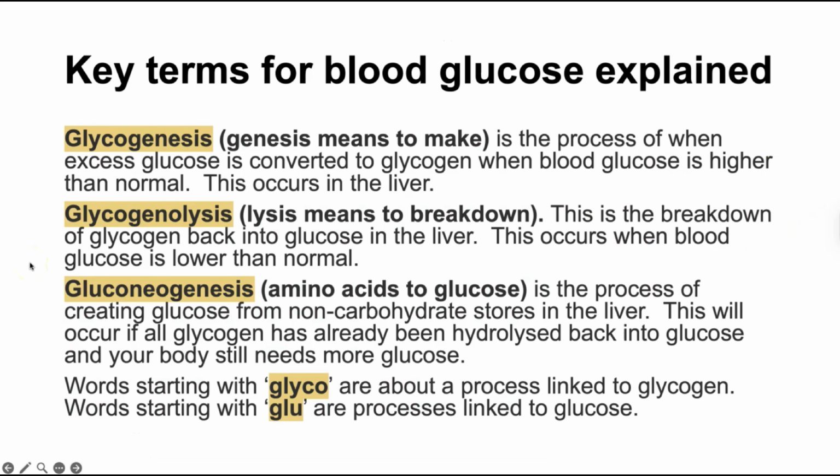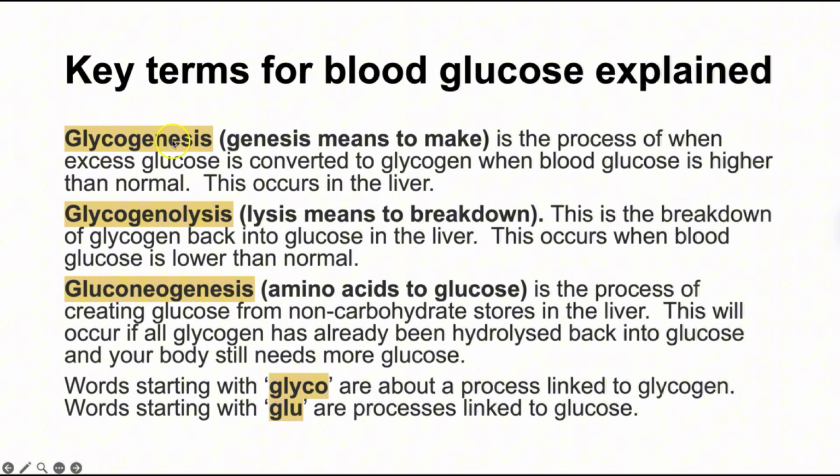So some key terms that you need to know for this topic are glycogenesis, glycogenolysis, gluconeogenesis. So learn those terms, get them on a flashcard. Wherever you see glyco, that means it's about glycogen. So these top two are about glycogen. Where you see gluco, that means it's about glucose. Genesis means to make, lysis means to break.